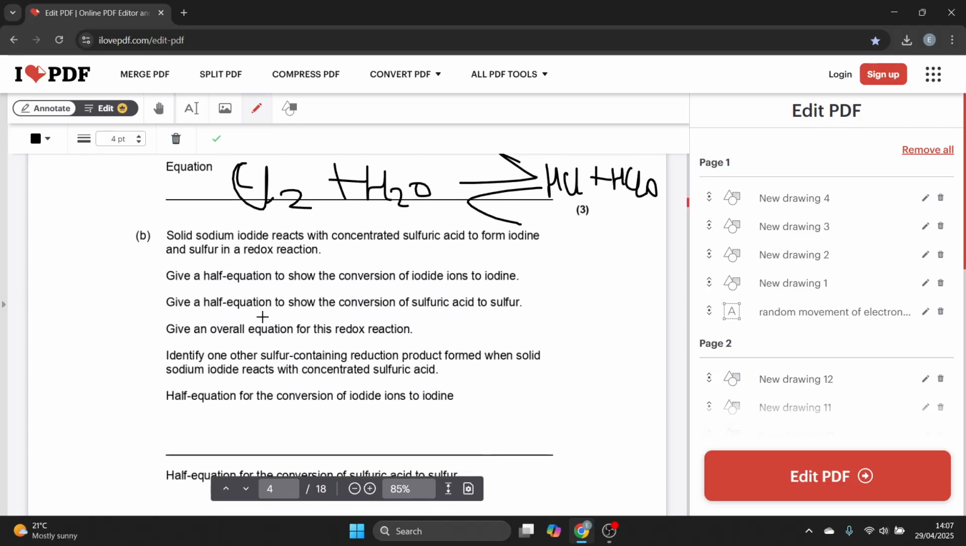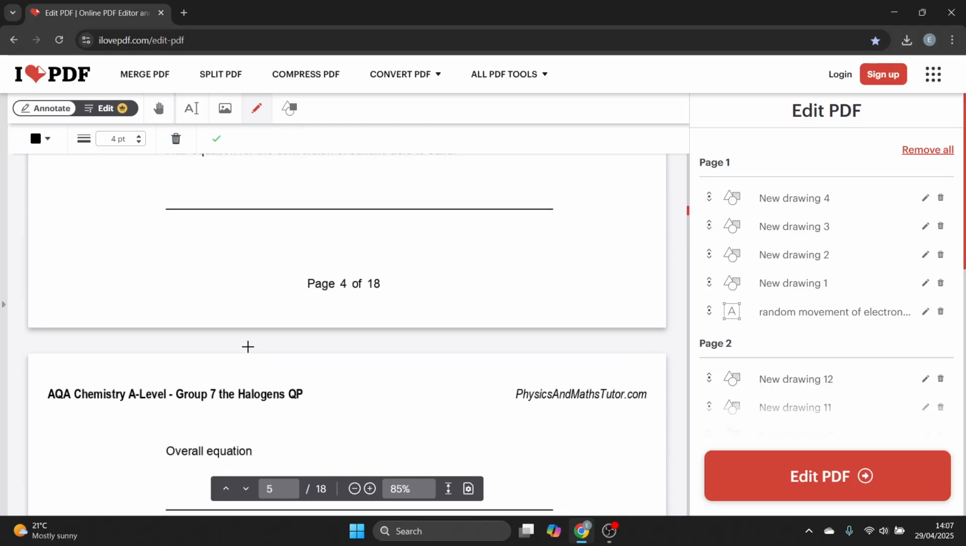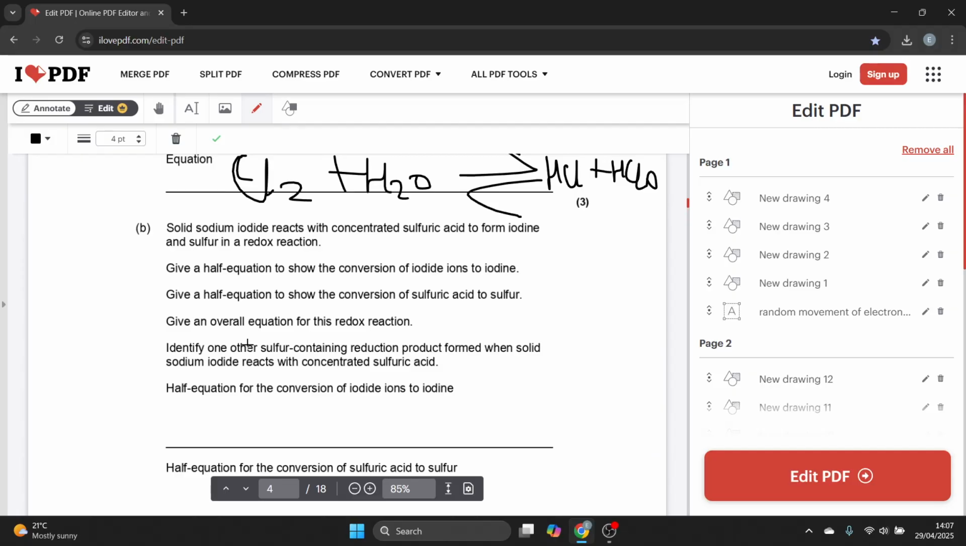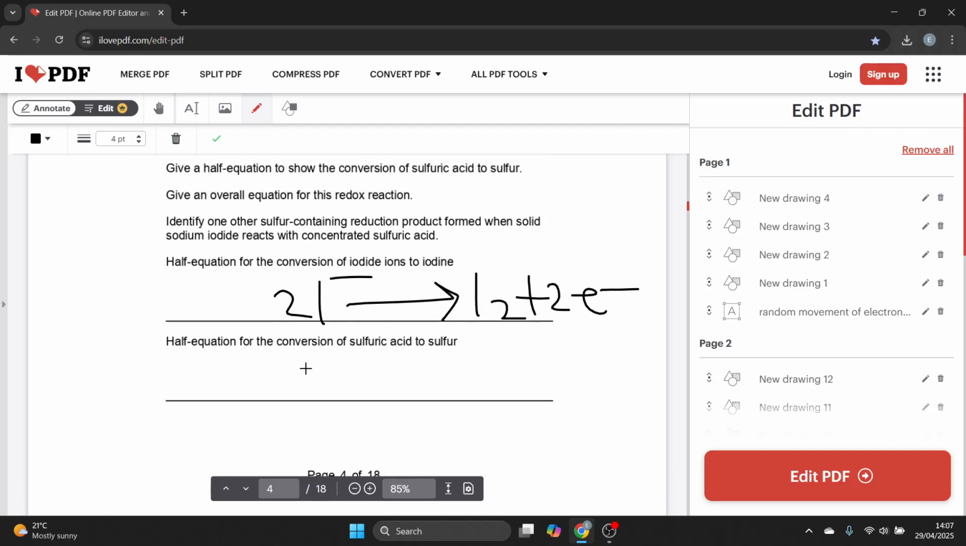Okay, give a half equation for the conversion of iodide and all of this. This one is your application, right? How well do you know the skill of constructing half equations? So solid sodium iodide, give a half equation for iodide ions, I- to iodine. So I need a 2 here, and then I need 2 negatively charged electrons here.